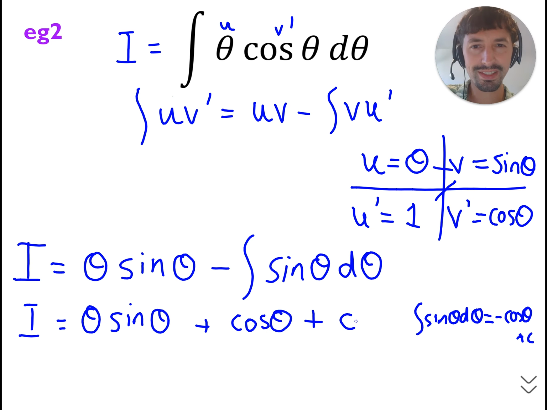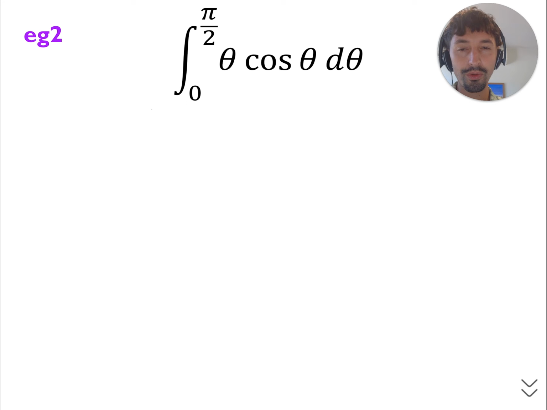And you can see that when we've got a theta multiplied by a function, or an x multiplied by a function, often it's very useful to take that to be your u, because when you differentiate it, you end up with something simpler, something that's just constant, so that your final integral comes through nicely. So the integral of theta cos theta with respect to theta is theta sine theta plus cos theta plus our constant of integration.